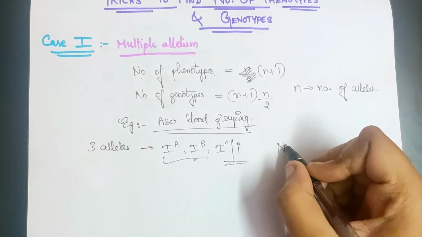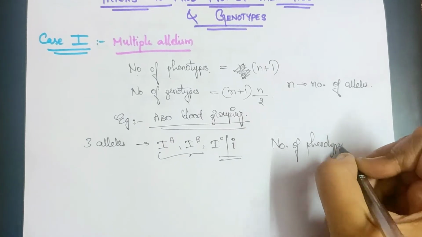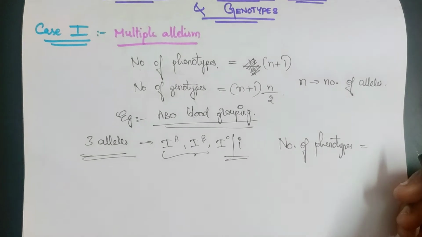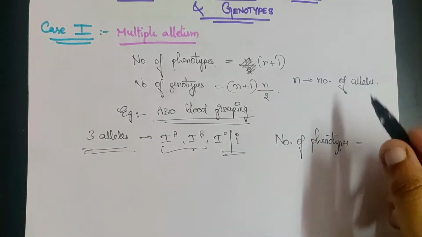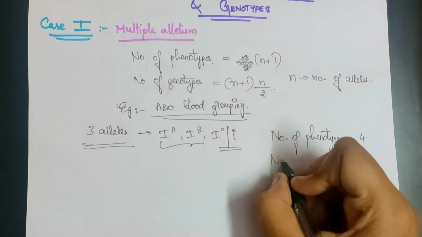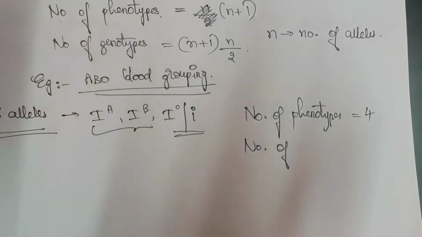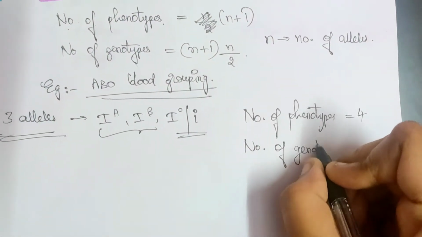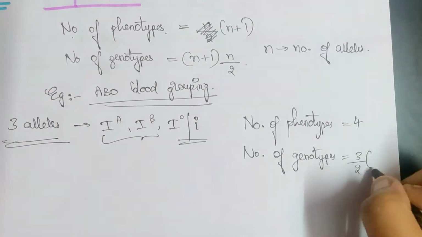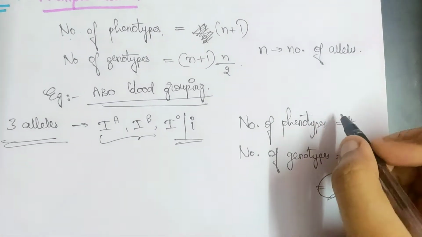How will you calculate? If you want to calculate the number of phenotypes, see the number of alleles. How many alleles are there? 3 alleles. So according to this trick, the number of phenotypes is 3 plus 1, so 4 phenotypes. The number of genotypes is n plus 1 into n by 2. What is n? 3. So 3 by 2 into 3 plus 1 is 4. 2 3s are 6. So you are getting a total of 6 genotypes and 4 phenotypes.